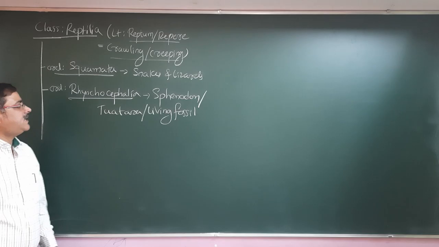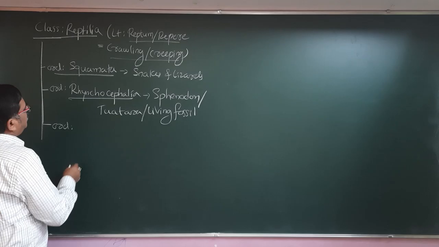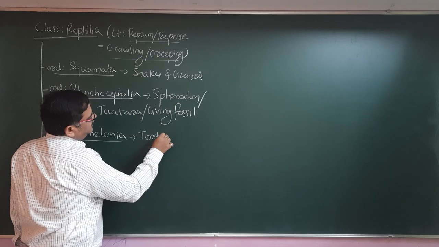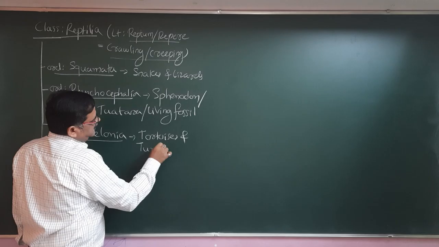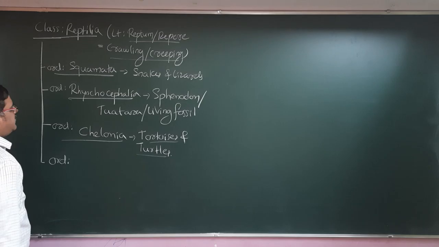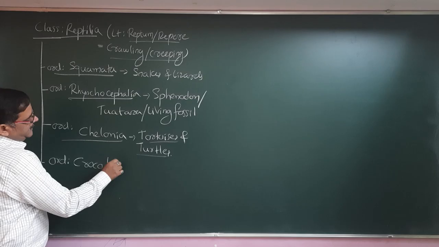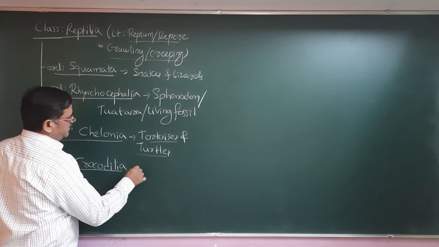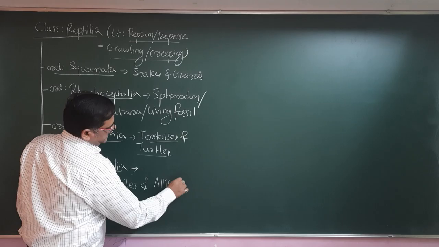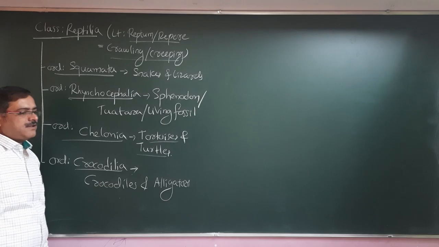The next order is called Chelonia, which includes animals like tortoises and turtles. Tortoises are terrestrial, turtles are marine or aquatic. The last living order is called Crocodilia. This order includes crocodiles and alligators.